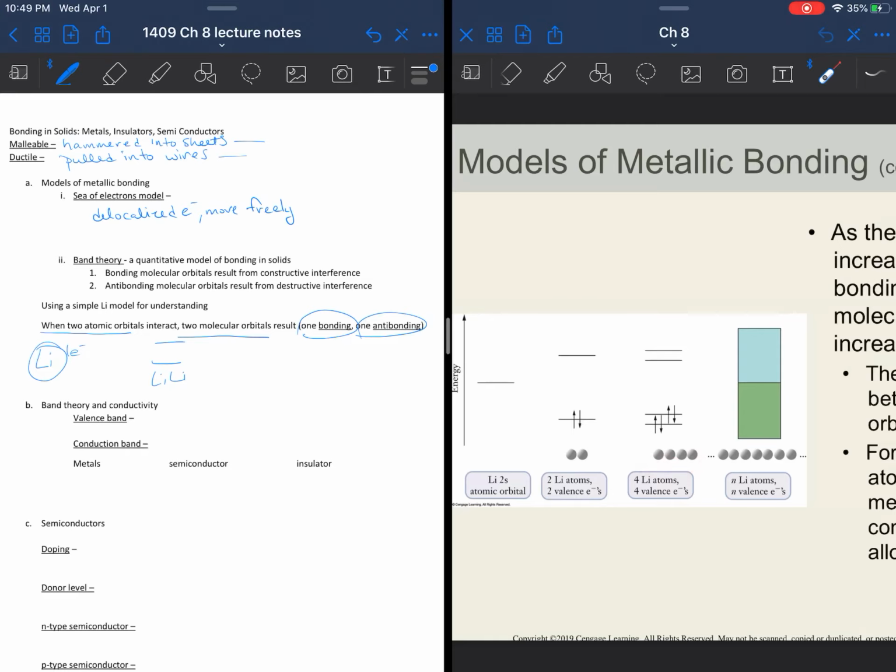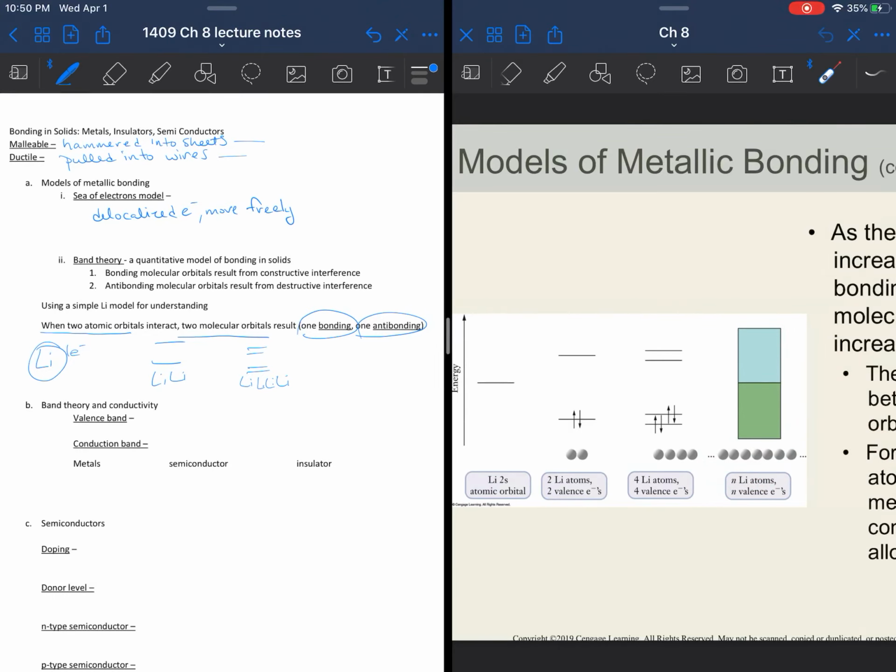Now, as we start to add lithium, because we're going to be interested in bulk material here, not just 2 lithium atoms, when you start to add more lithium to the story, you're going to increase the number of bonding and antibonding orbitals, right? If we have 4 lithium atoms, each come with 1 atomic orbital, that's going to lead to 2 bonding and 2 antibonding orbitals, right? You're always going to have the same number of molecular orbitals as you had atomic.